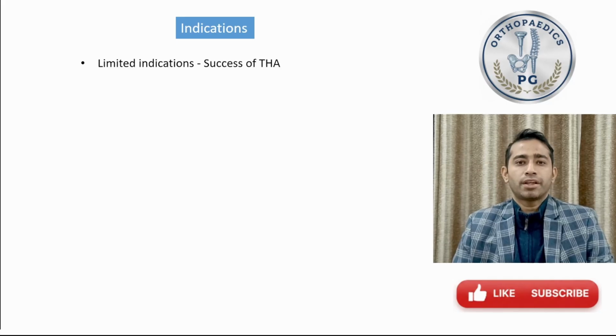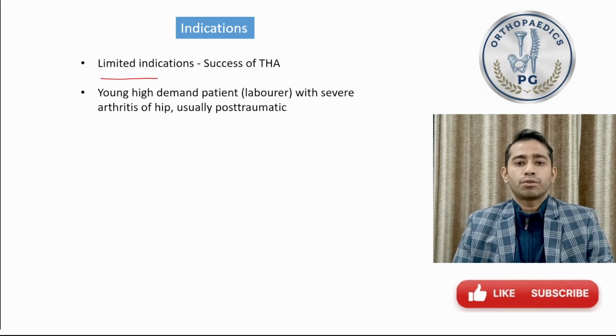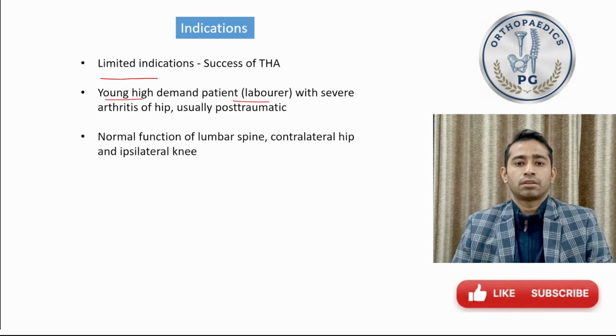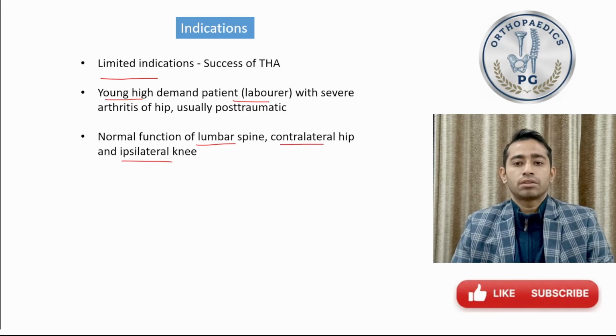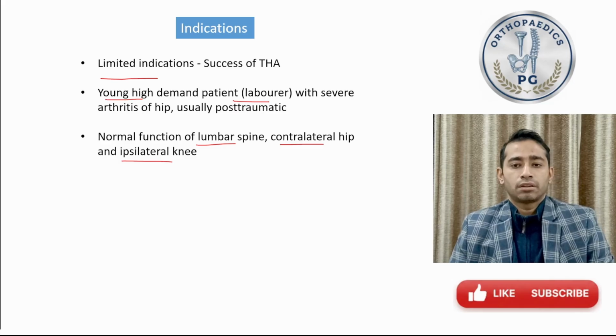Coming to the indications of arthrodesis of hip joint. In present day, there are very limited indications. The classical indication used to be a young high demand patient who is usually a laborer with severe arthritis of hip, which is usually post-traumatic. Now, for a hip arthrodesis, there should be a normal function of the lumbar spine, contralateral hip and ipsilateral knee, as these joints undergo severe stresses after a hip arthrodesis.